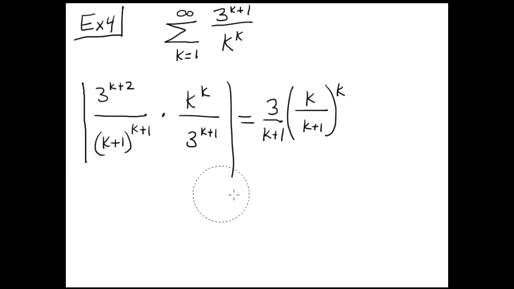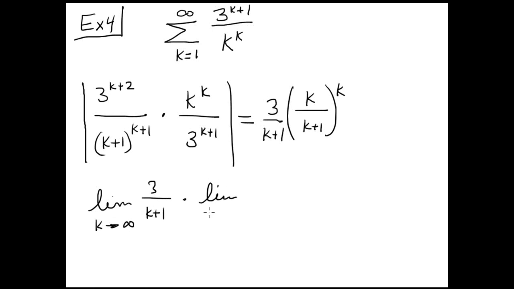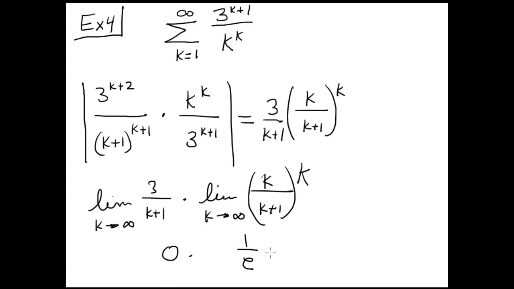Now ready to apply the limit. We separate into the limit as k approaches infinity of 3 over k plus 1, times the limit as k approaches infinity of k over k plus 1 raised to the k power. This limit we did before. The answer is 1 over e. And this limit is 0. It's obvious it's 0, right? Now the answer is 0. Therefore, we prove that this series converges by the ratio test.